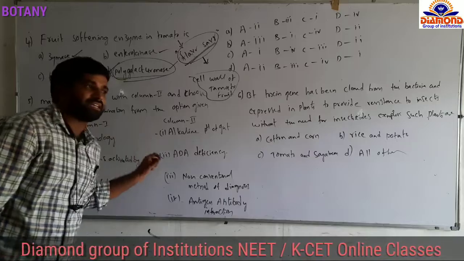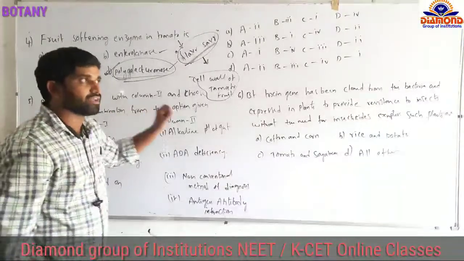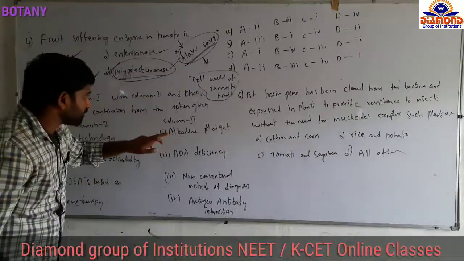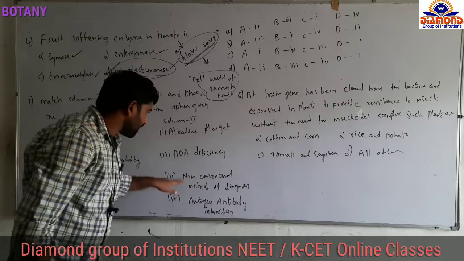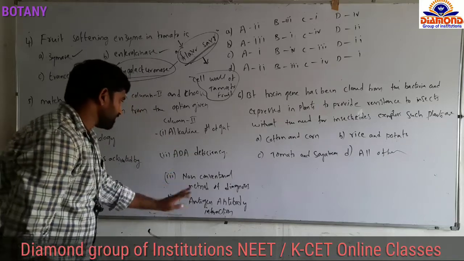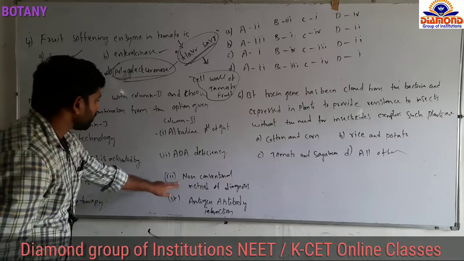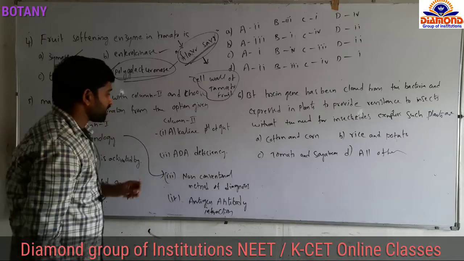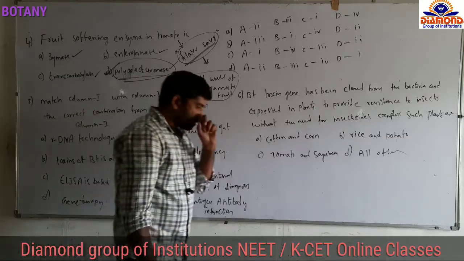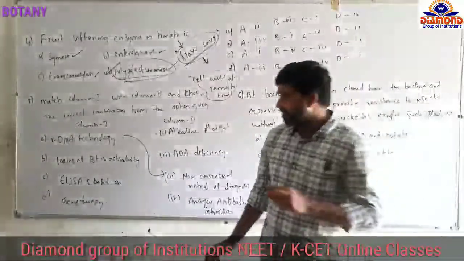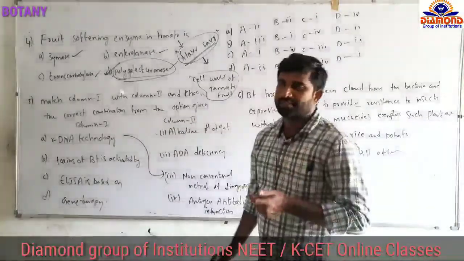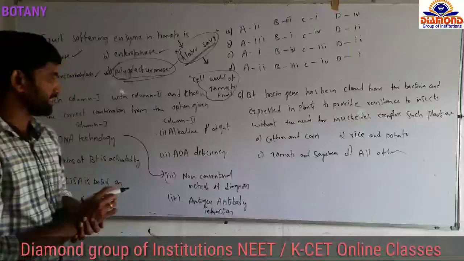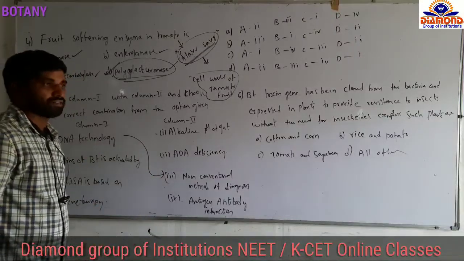By the process of recombinant DNA technology, we can create a new variety of organism by combining two different types of genes, two different types of characters. So the options are: alkaline pH of blood, ADA deficiency, non-conventional method of diagnosis, and antigen antibody interactions. Recombinant DNA technology is a non-conventional method of diagnosis. Here the PCR technique and ELISA technique are used in detecting diseases. These belong to related steps of recombinant DNA technology. So it is a non-conventional method of diagnosis.